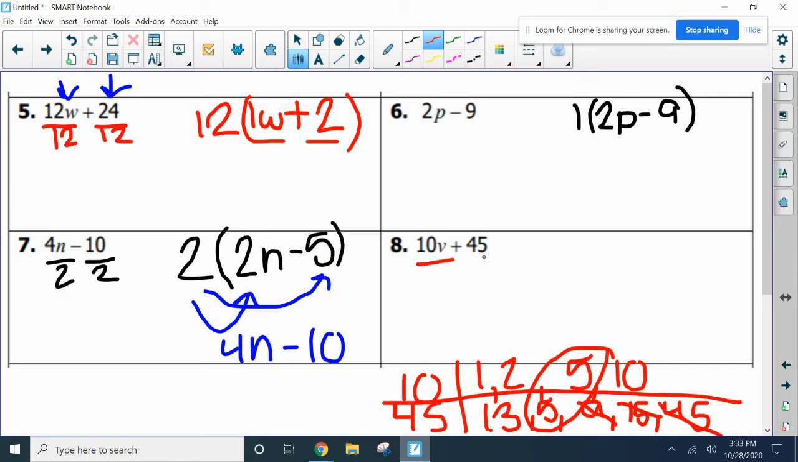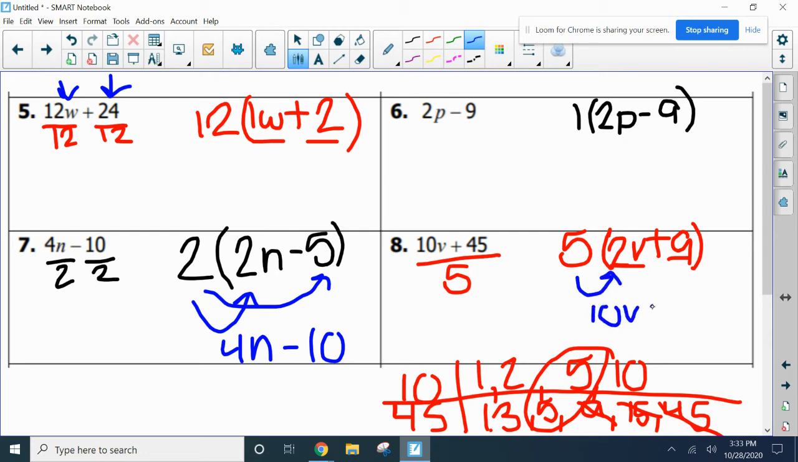So I'm going to go ahead and say that I'm going to pull out a factor of 5. So I can say I pulled out 5. Here's my parentheses, term 1 plus term 2, because we're keeping that same form. 10v divided by 5. Well, 10 divided by 5 is 2. We'll keep our v. And then 45 divided by 5 is 9. If I wanted to go back and check, I can say 5 times 2v is 10v. 5 times 9, bring down your plus, is 45. So I've done it right.